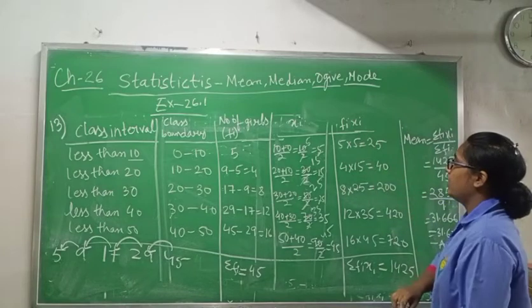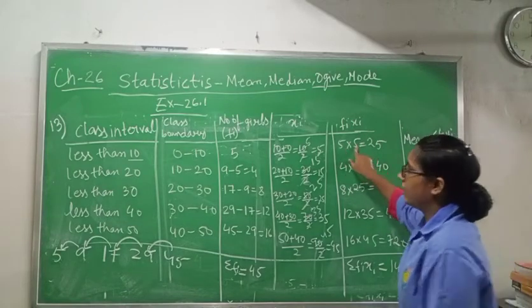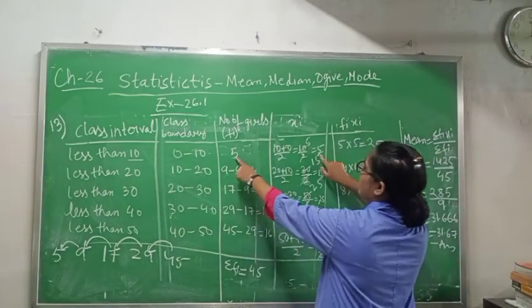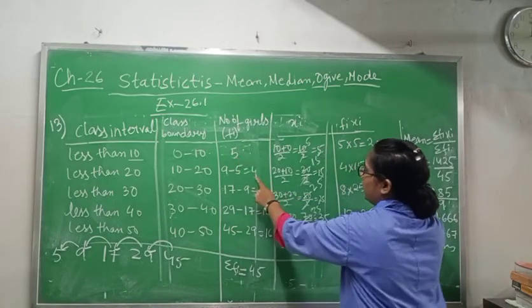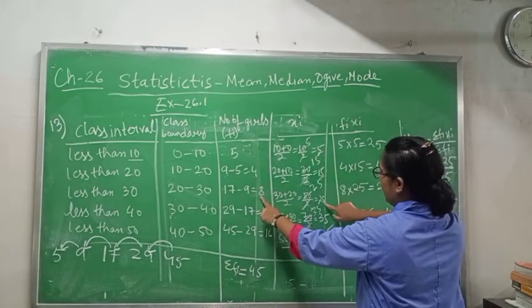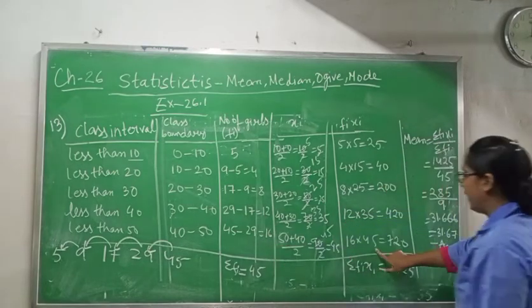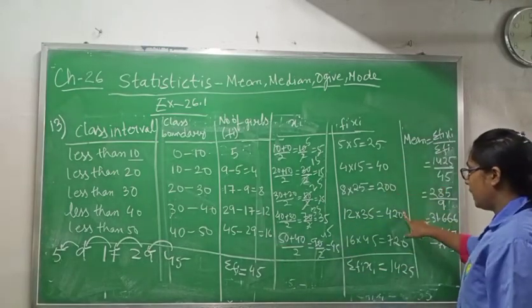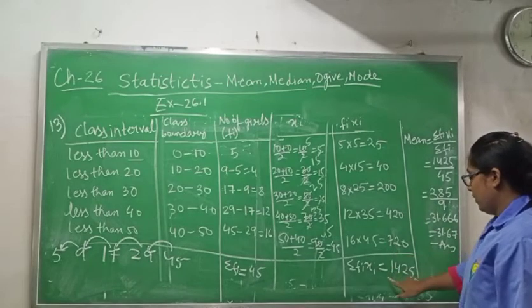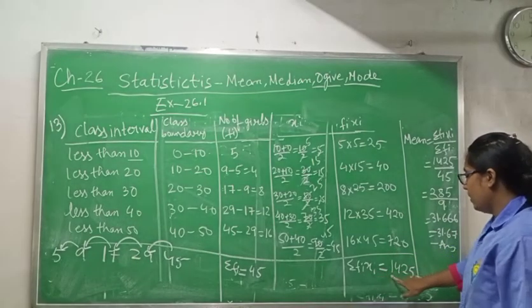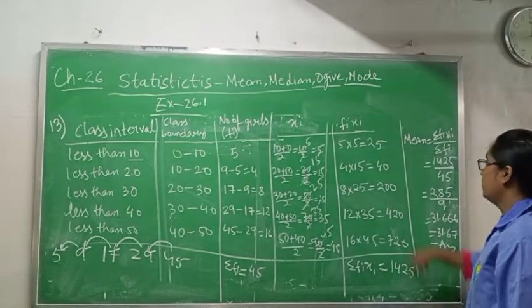Now fi xi will be 5 into 5. fi is 5, xi you are getting 5. So 5 into 5, 25, then 4 into 15, then 8 into 25, then 12 into 35, then 16 into 45. After doing this multiplication, you will get the summation of fi xi as 1425.